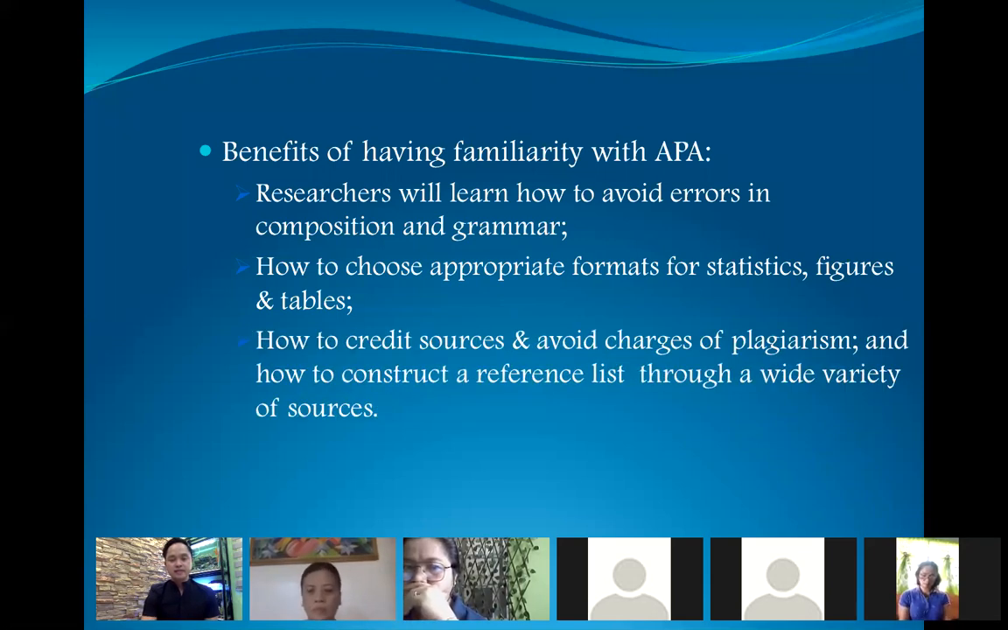And then also the APA format will teach you how to credit sources and avoid charges of plagiarism and how to construct a reference list through a wide variety of sources. That is why in one of our webinar series, I included APA 7 style, because APA 7, the 7th edition, is the latest edition. That edition will teach you how to write the correct referencing or references.